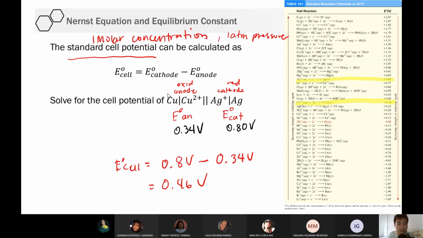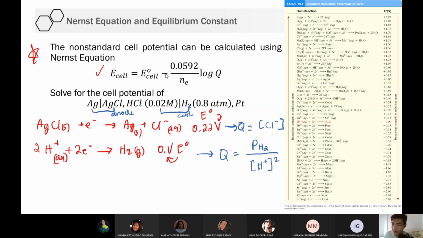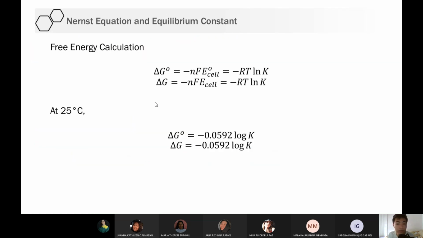Pero ang nilalagay nila sa libro, yung sa references natin, is E right minus E left. Okay? So, okay lang sana yun. Pero, again, it will be better if mas alam natin kung sino yung right, sino yung left, di ba? Yung right, yung cathode, yung left, yung anode. Okay. So, I will leave this to you to practice na lang. And I will upload the answer.